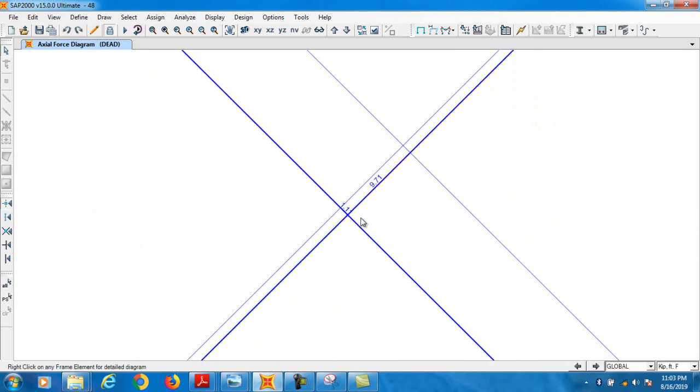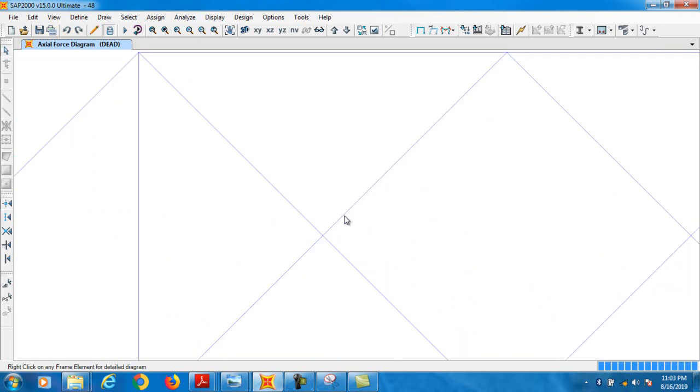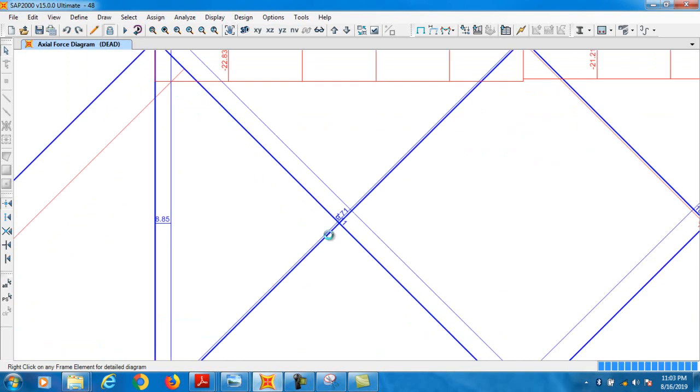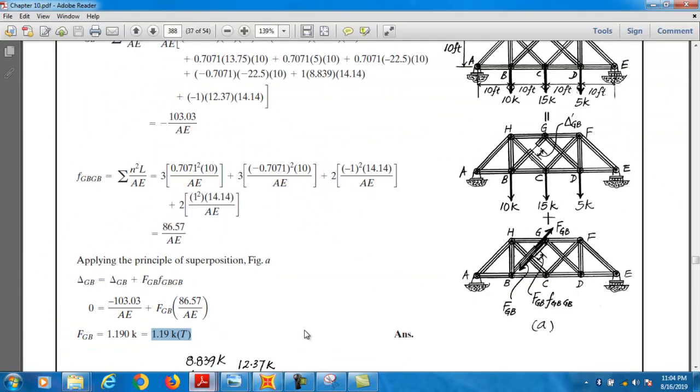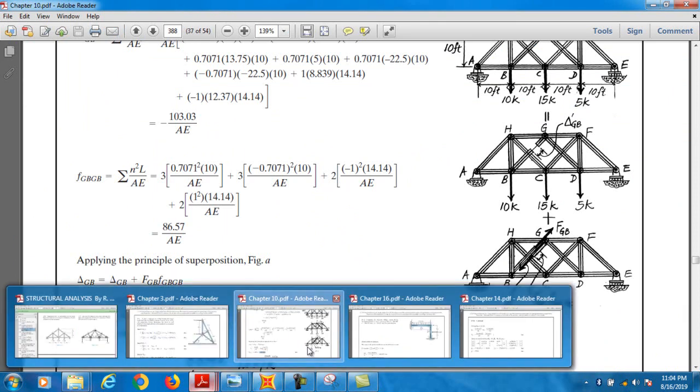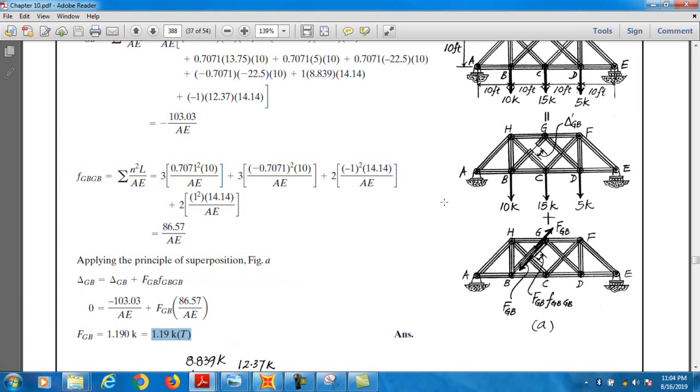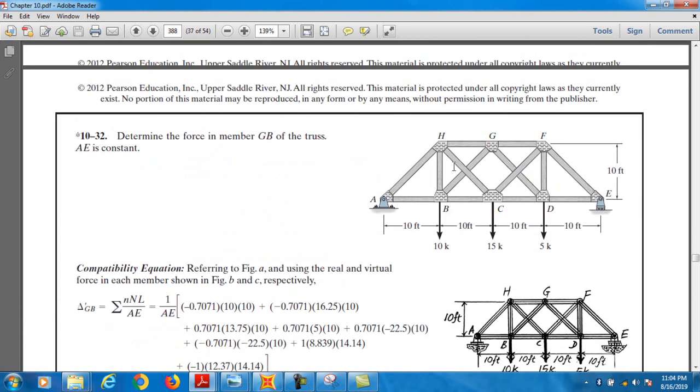we have 1.11, clear. And the member is in tension, you see that the member is in tension. The amount is very small, therefore it is very difficult to see. You can see there the member is 1.11, and there we have basically 1.19. So the result is accepted, and now we go to solve the other example.